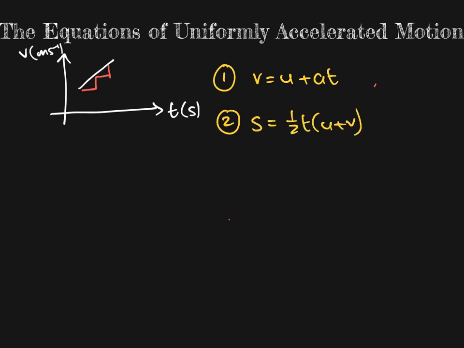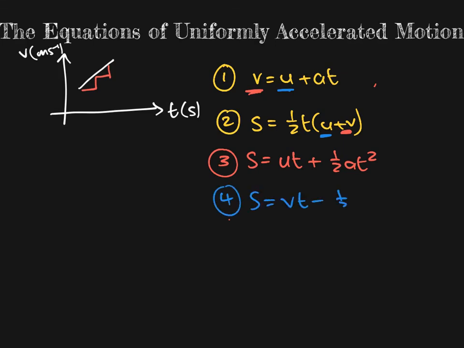By rearranging the first equation to say v equals and sticking it into the second equation, we get the third equation, s equals ut plus a half at squared. By rearranging the first equation to say u equals and sticking it into the second equation, we get the fourth equation, s equals vt minus a half at squared. And by rearranging the first equation to say t equals and sticking it into the second equation, we get the fifth equation, which is v squared equals u squared plus 2as.